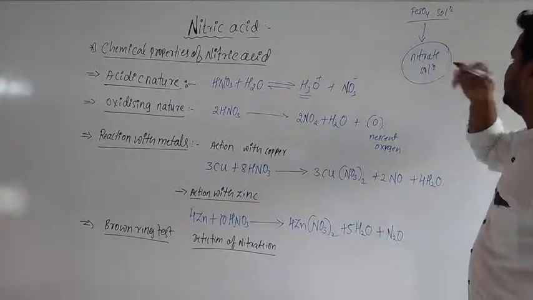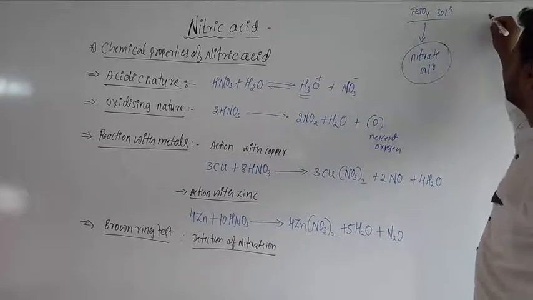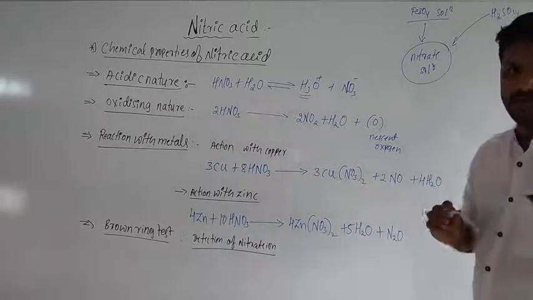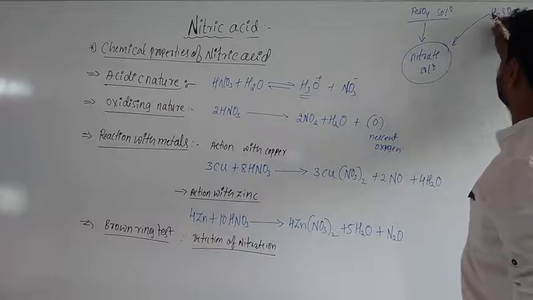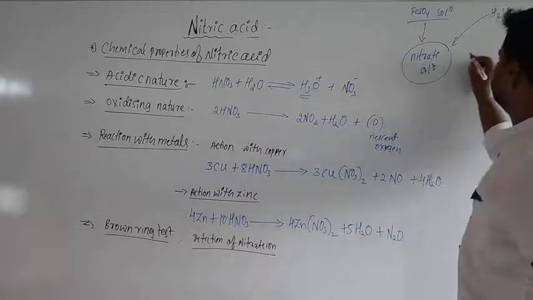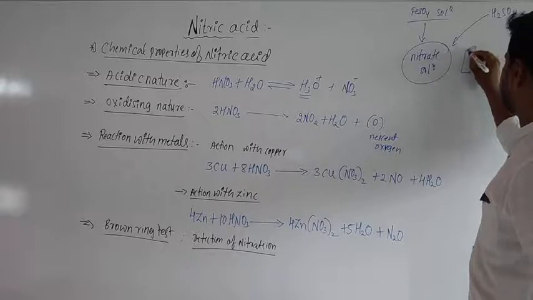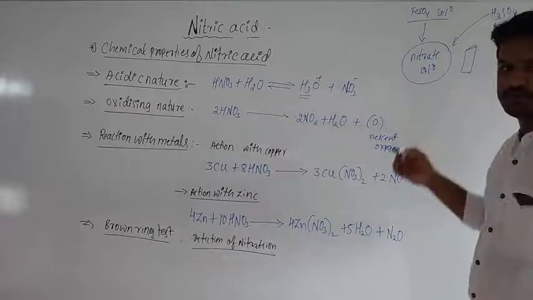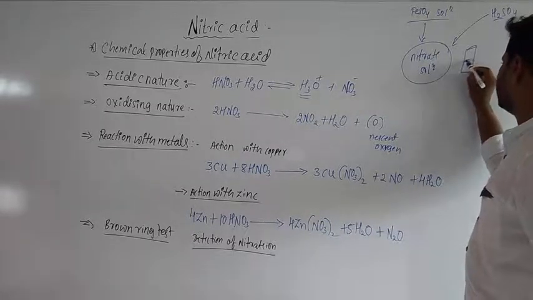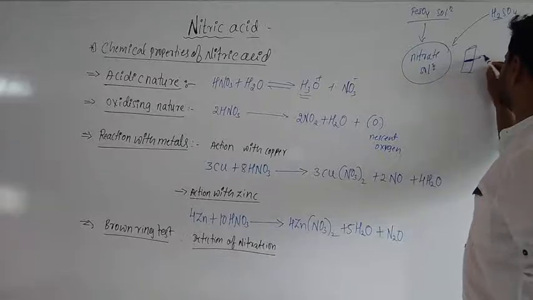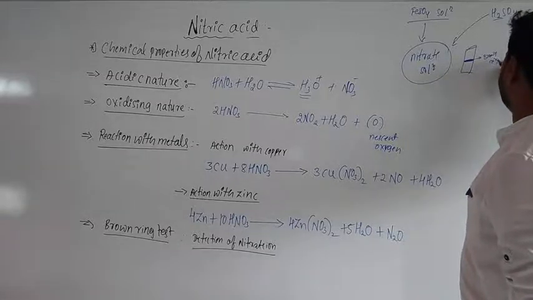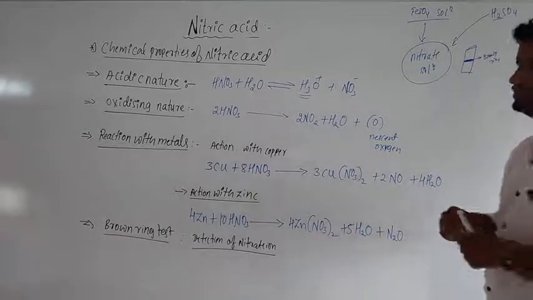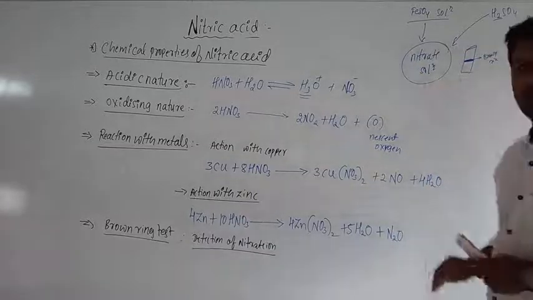To this solution, FeSO4 should be added, and slowly along the sides of the test tube, concentrated H2SO4 should be added. The test tube contains the nitrate solution as well as FeSO4 solution. When you add H2SO4 along the sides, there will be a formation of a ring. That ring is called a brown ring, brown in color. It forms at the interface between the nitrate solution and the H2SO4 solution. It indicates that the solution contains nitrate ion.